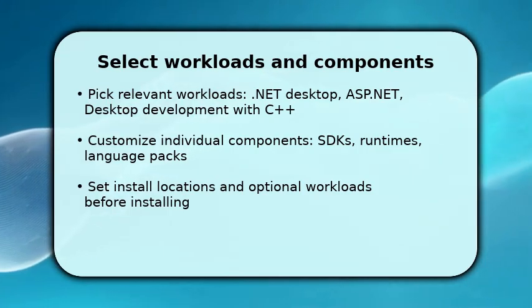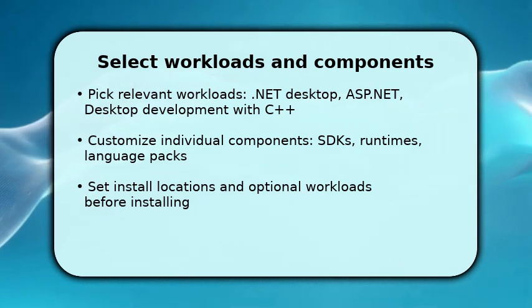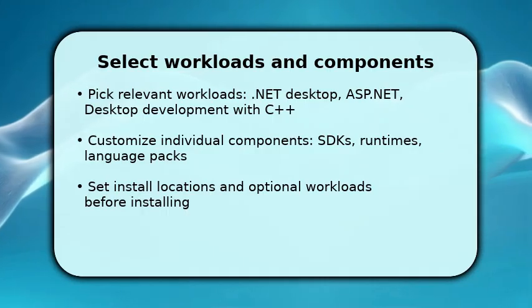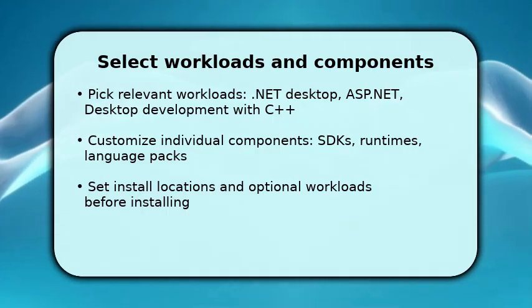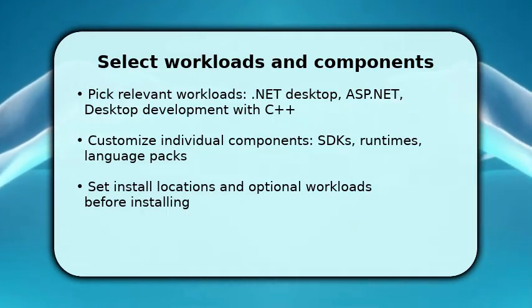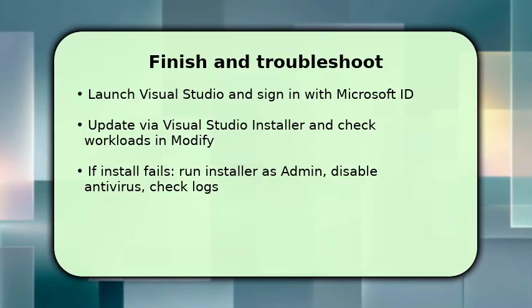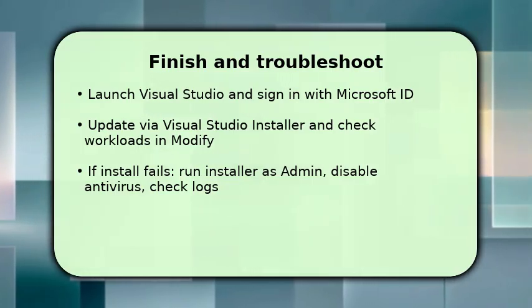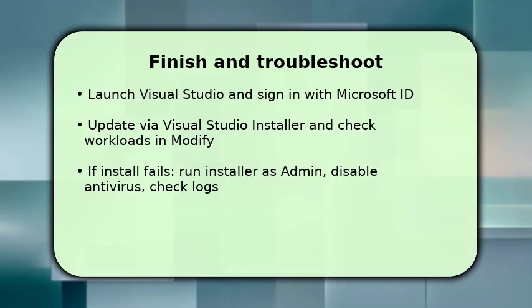Once selections are confirmed, click Install and allow the installer to download the required packages. This may take time. When installation completes, launch Visual Studio 2019 and sign in with your Microsoft account to sync settings and unlock Community features. Make sure to run the built-in update from the Visual Studio Installer to get the latest patches.